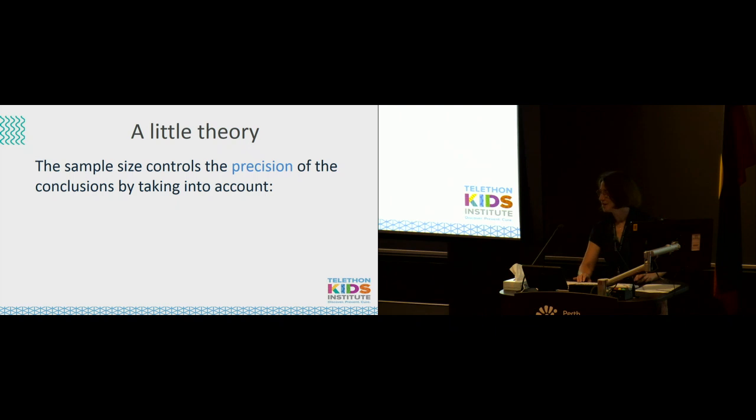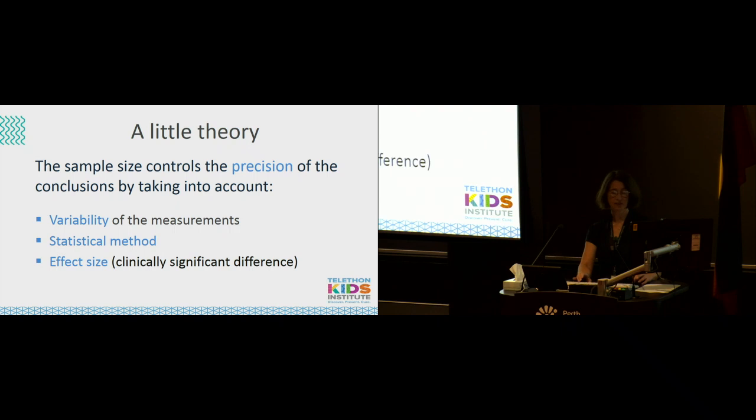So getting on to the nuts and bolts of sample size calculation. The sample size controls the precision of the conclusion by taking into account the variability, the statistical method you use, and the effect size. So today, to simplify everything, I'm just going to look at one statistical method, and that's the comparison of two sample means. But we're going to look at the magnitude and the direction of the effect size, and we're also going to look at the variability of the measurements.